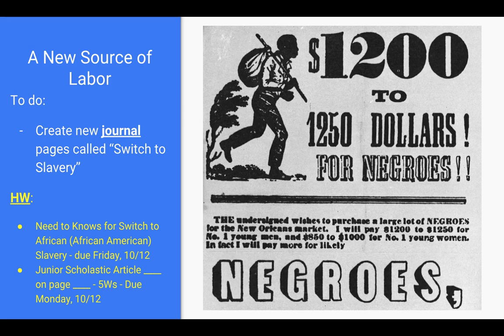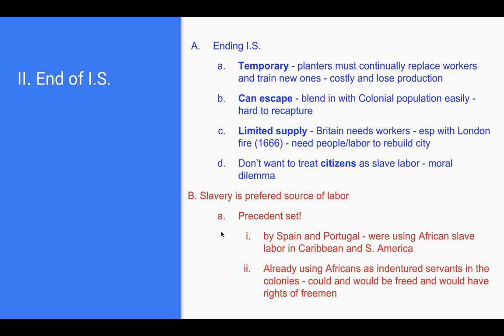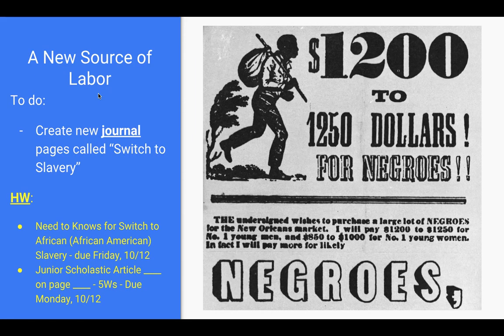Okay, we're kind of moving into new territory now. You have just finished pulling out need to knows and writing the summary for end of indentured servitude. We're now moving into talking about enslaved labor and maybe the roots of enslaved labor. So a new source of labor, and here's your to-do right now. Create a new journal page called Switch to Slavery. So pause now and create that new journal page.